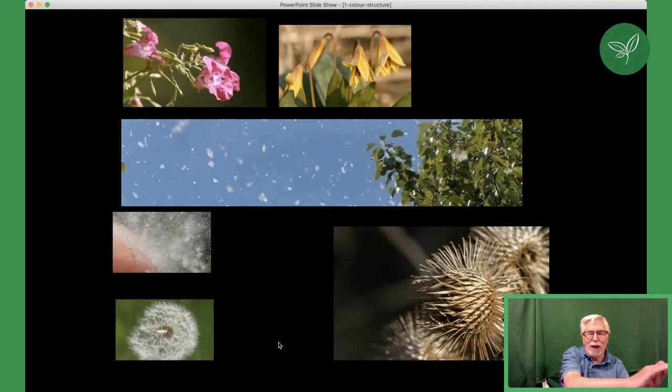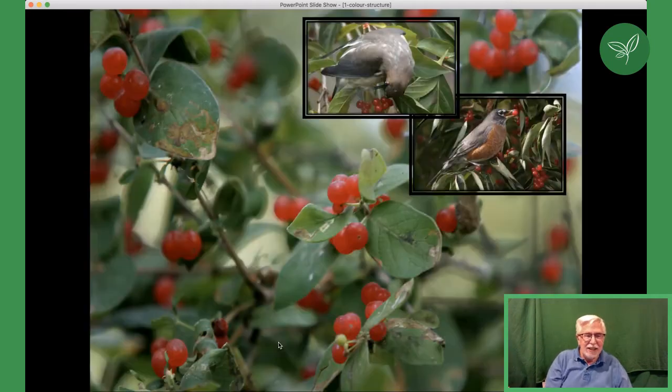The dandelion disperses by wind, and many plants disperse by wind, but not all plants do that, partly because their seeds are too big. So this is where that fruit comes in. The fruit is a trick. So by having red fruit, it tells the cedar waxwing or the robin, the fruit is ripe, come eat me. So the bird gets the reward.